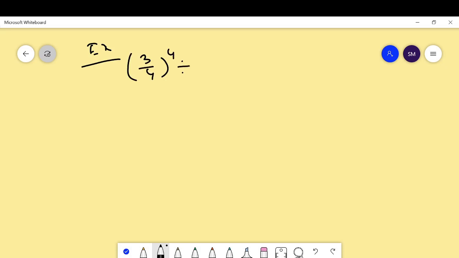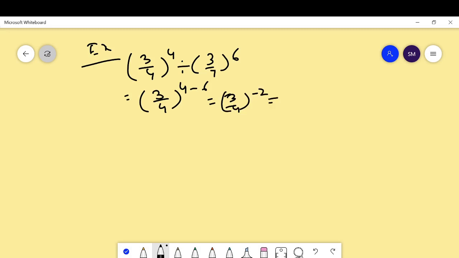3 to the power 4 divided by 3 to the power 6. Here in case of division, I have already told you, when the base is the same, you subtract the exponents. This is 4 minus 6, which is equal to 3 to the power minus 2. I have already told you, when the exponent is negative, we can make the exponent positive, we take the reciprocal. This is 1 upon 3 to the power 2. Okay.